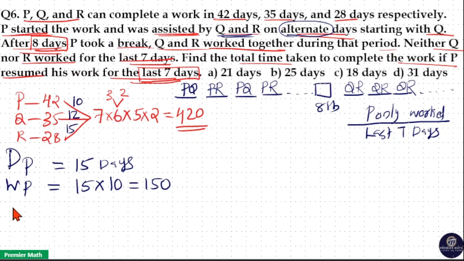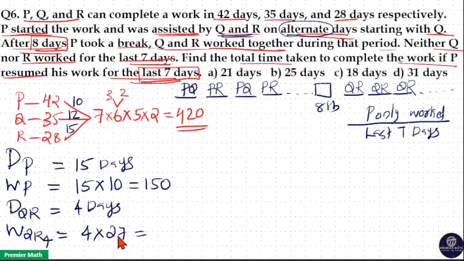Now, days worked by Q and R in the initial 8 days is equal to 4 days. That is, Q worked 4 days and R worked 4 days alternately. Now, work completed by Q and R in these 4 days is equal to 4 into the efficiency of Q and R, which is 15 plus 12, which is 27. So, 4 into 7 is 28, 4 into 2 is 8 plus 2, 10.